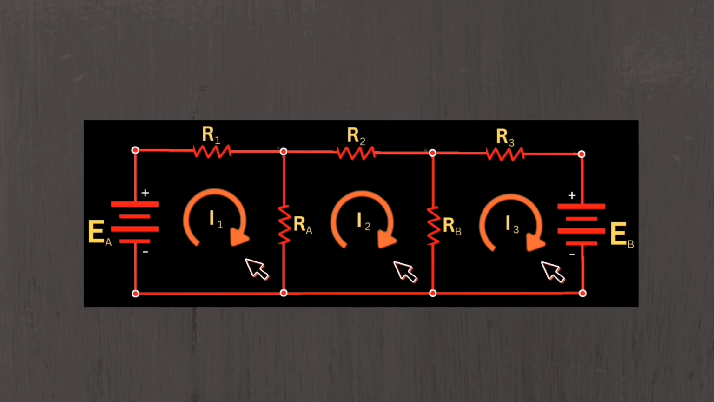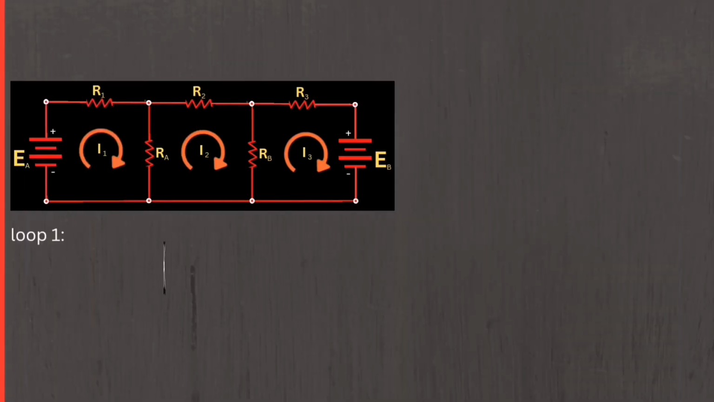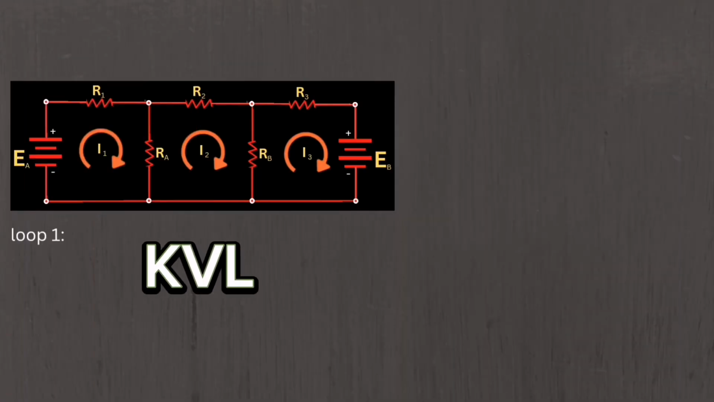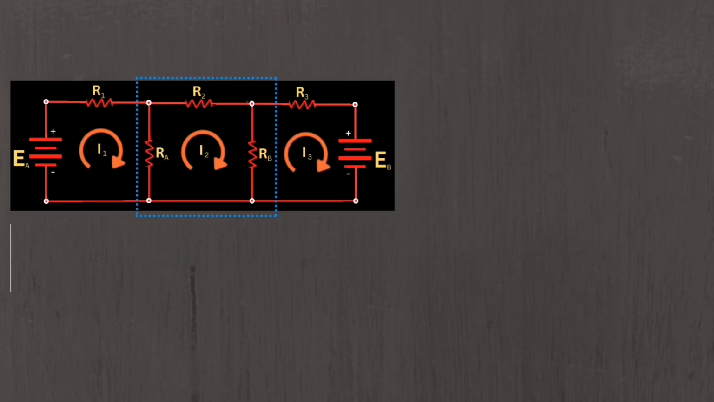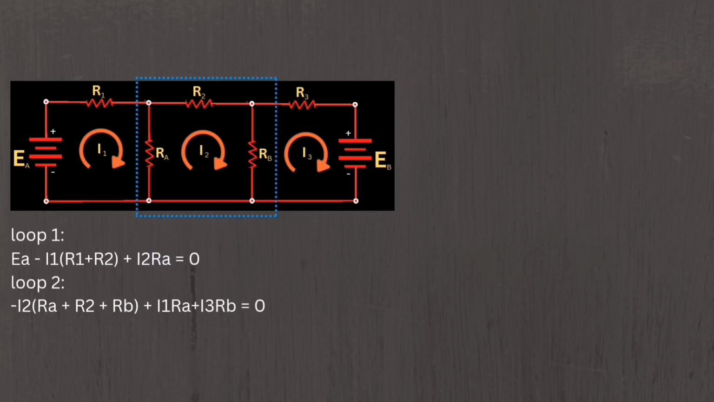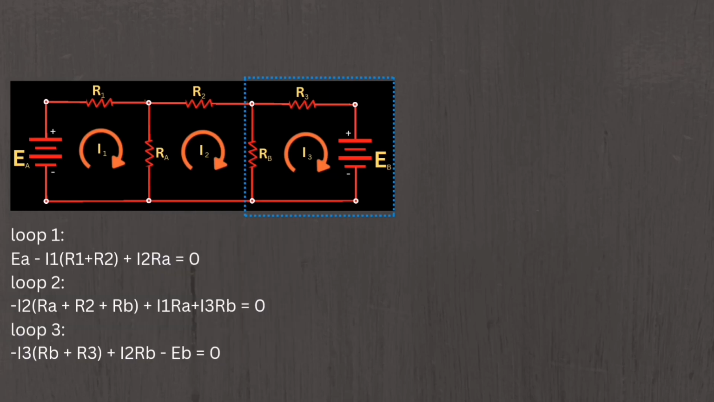After I indicate the 3 loop currents, we can now write the voltage equations using Kirchhoff's voltage law or KVL. For loop 1, plus E sub A, minus I1 times quantity R1 plus R2, plus I2 times RA equals 0. Next for loop 2, I2 times quantity RA plus R2 plus RB, plus I1 RA plus I3 RB equals 0. And then for the last loop, I3 times quantity RB plus R3, plus I2 RB minus E sub B equals 0.